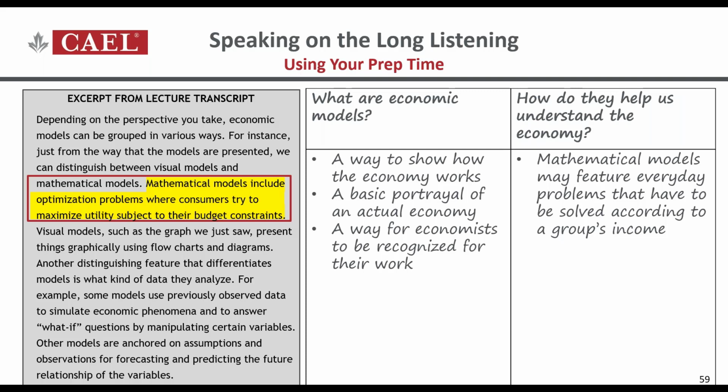Okay, so this says, how do they help us understand the economy? Mathematical models may feature everyday problems that have to be solved according to a group's income. So that's a way of paraphrasing that information so that we're not copying it directly. What is the next part of information that we need? The next sentence.